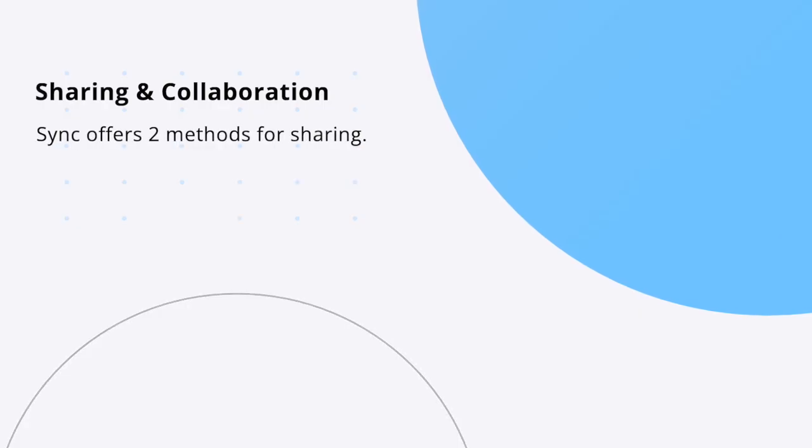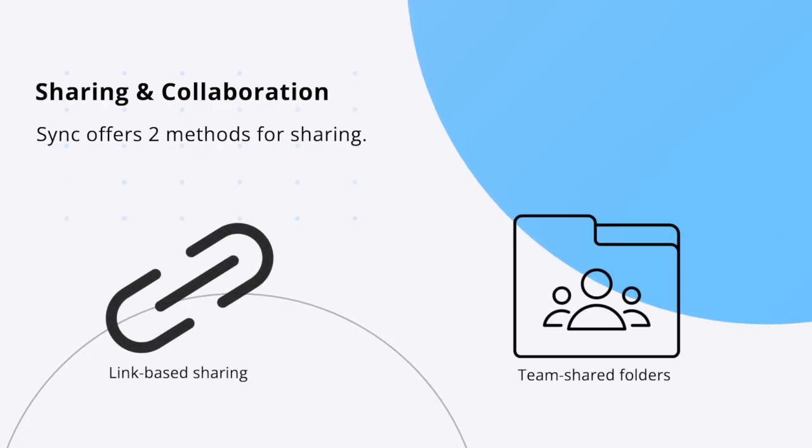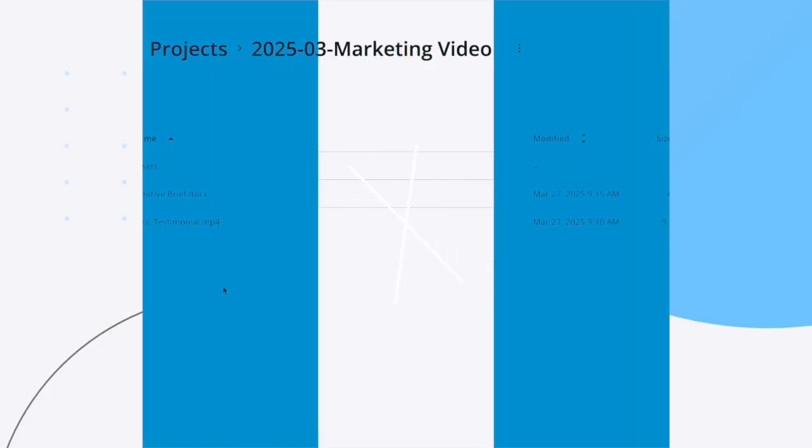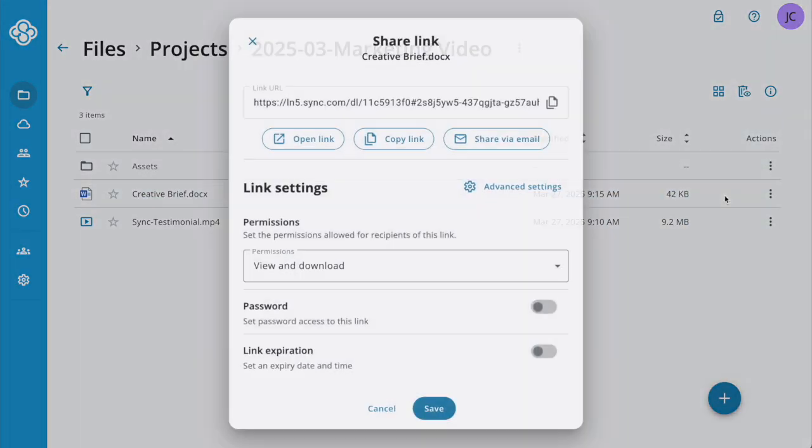Sync offers two methods for sharing, link-based sharing and team-shared folders. We'll talk about link-based sharing first. To create a link-based share, first locate the file you'd like a team member or client to have access to, and then click the link icon.